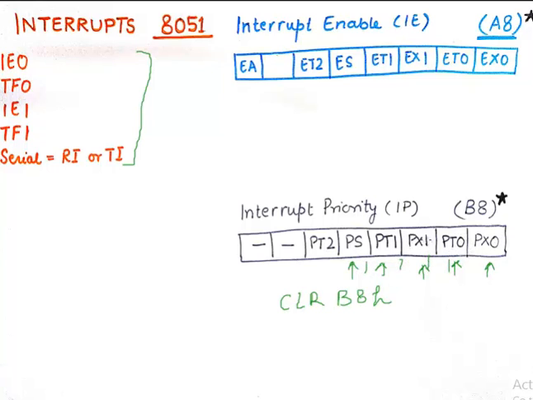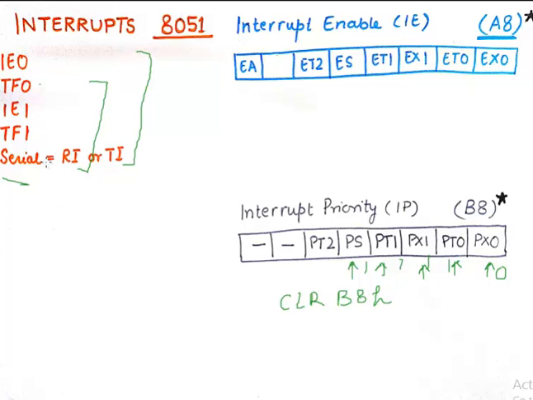If all these are 1s, we are not wanting the priority of any of these interrupts to go down, but we want the priority of only the external interrupt 0 to go down. So we make it 0 by running the command CLR B8H, and this goes to the lowest position, and with all the others being 1, they'll follow the default priority. So that is how it works.